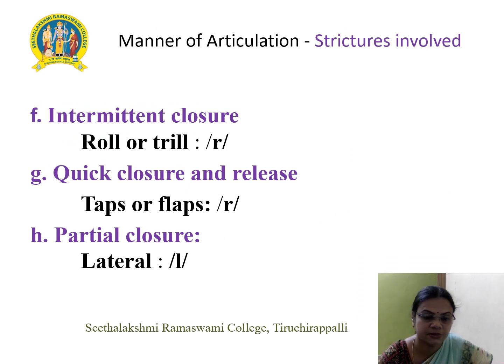In the production of the speech sound r, a series of rapid intermittent closures or taps made by the tip of the tongue against the alveolar ridge, and the manner in which it is articulated is called roll or trill. In the stricture, quick closure and release, the active articulator strikes against the passive articulator just once. Such sounds are called taps or flaps, and the manner in which it is articulated is called taps or flaps.